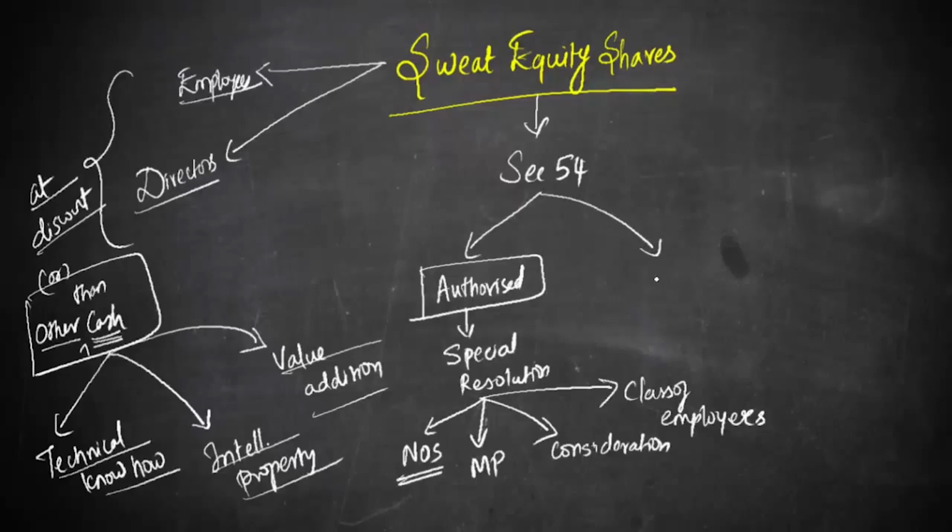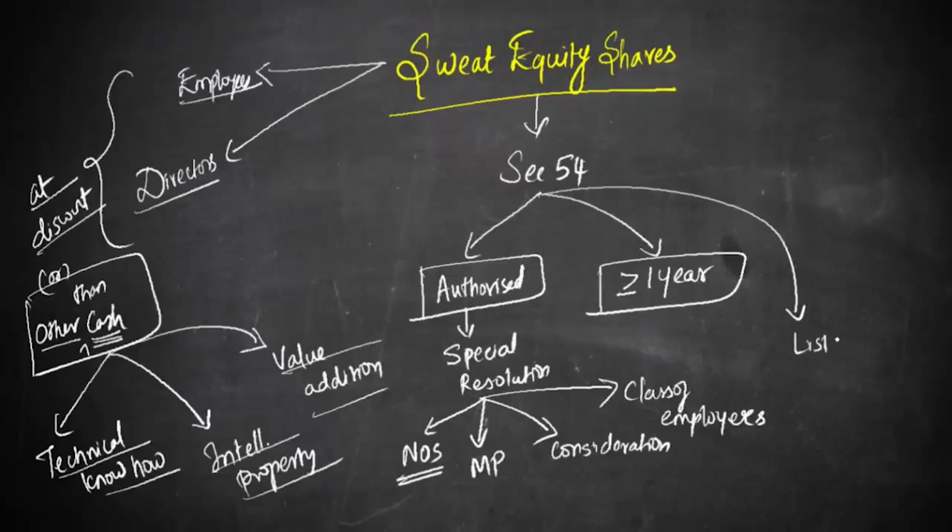Then there is a second requirement: if a company is issuing sweat equity shares, a minimum of 1 year should have lapsed, that is, the age of the company should be at least 1 year. And if the company is a listed company, then in addition to Section 54, they have to comply with the requirements of the stock exchanges. So that is more important.